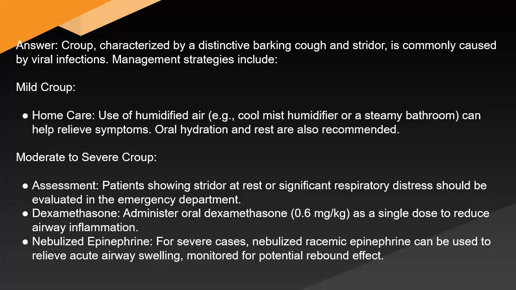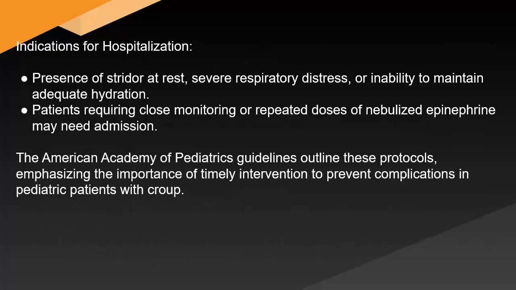Dexamethasone. Administer oral dexamethasone 0.6 mg/kg, a single dose to reduce airway inflammation. Nebulized epinephrine. For severe cases, nebulized racemic epinephrine can be used to relieve acute airway swelling, monitored for potential rebound effect. Indications for hospitalization: presence of stridor at rest, severe respiratory distress, or inability to maintain adequate hydration. Patients requiring close monitoring or repeated doses of nebulized epinephrine may need admission. The American Academy of Pediatrics guidelines outline these protocols, emphasizing the importance of timely intervention to prevent complications in pediatric patients with croup.